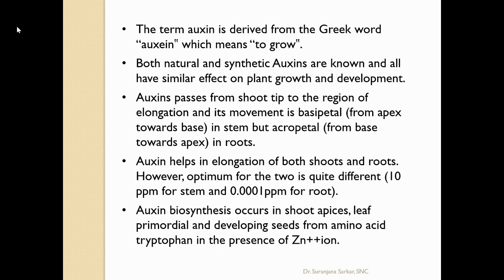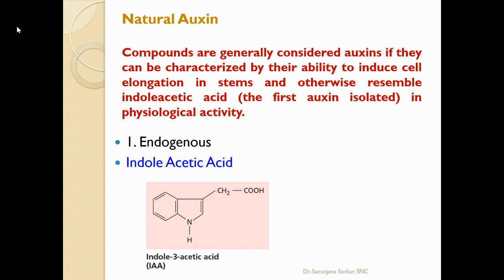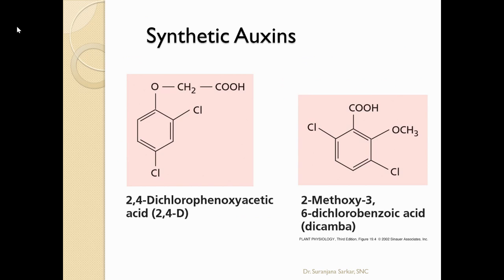Auxin biosynthesis occurs in shoot apices, leaf primordia, and developing seeds from the aromatic amino acid tryptophan, and with the presence of zinc ion. So the naturally occurring auxin is indole acetic acid. Very simple structure. You can remember it easily. So try to remember and practice the structure.